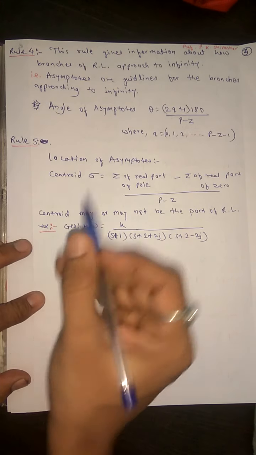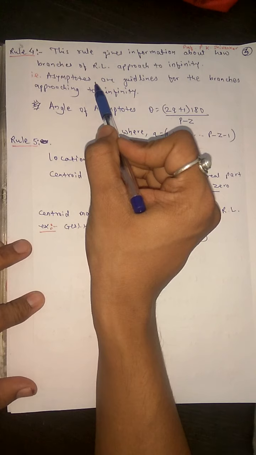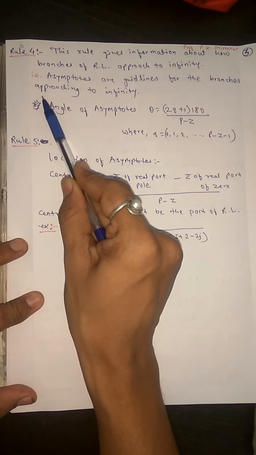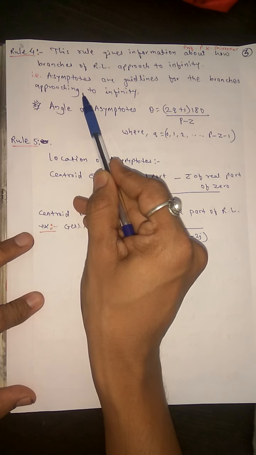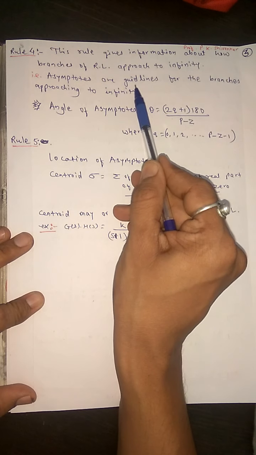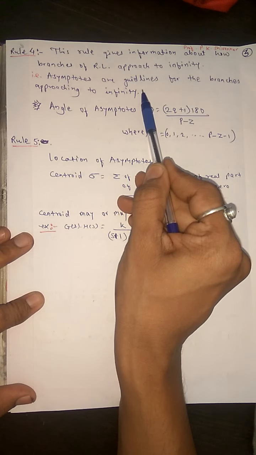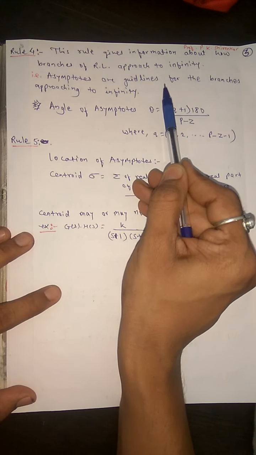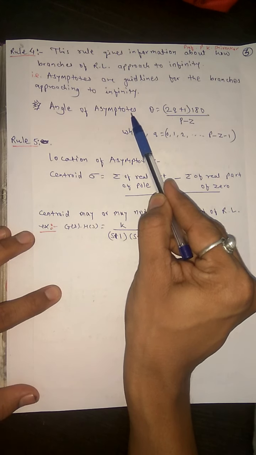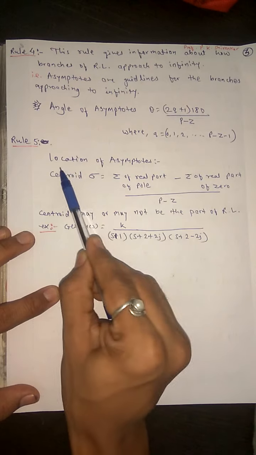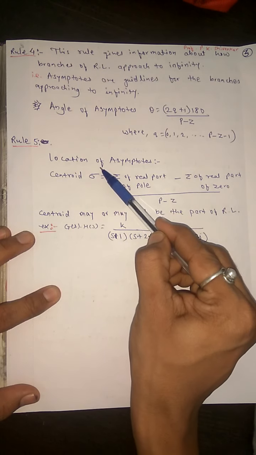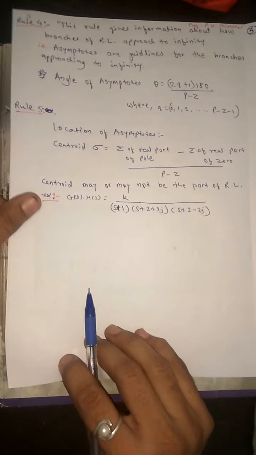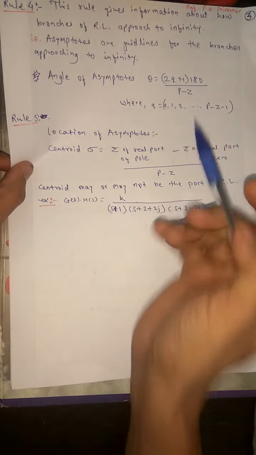Okay, rule number 4. Rule number 4 is about asymptotes. Basically, what are the asymptotes? Asymptotes are the guidelines for branches of root locus approaching infinity. So that means the asymptote shows the way for the root locus which is approaching infinity, in which direction they should go to infinity. Basically, we need to find out the angle of asymptote and location of asymptote. That means rule number 4 and rule number 5 we study combinedly. So what is an asymptote, and what are the angle of asymptote and location of asymptote?